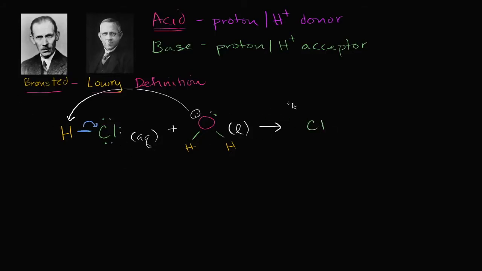Then you're going to be left with the chlorine having its 3 lone pairs that it had before. And then it also grabbed these 2 electrons right over there, so it gained an extra electron. It now has a negative charge. It is now the chloride anion.